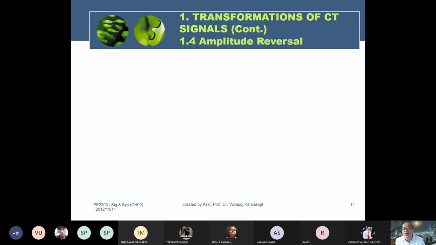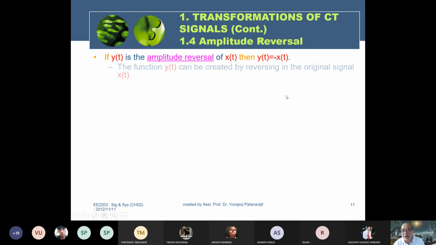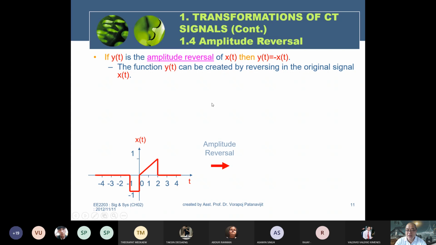The next topic is the amplitude reversal. If yt is the amplitude reversal of xt, then you can write yt equals minus xt. See that? The minus is in front of x, not in front of t. For the time reversal, the minus is in front of t, but for the amplitude reversal, the minus is in front of x. The function yt can be created by reversing the original signal xt.